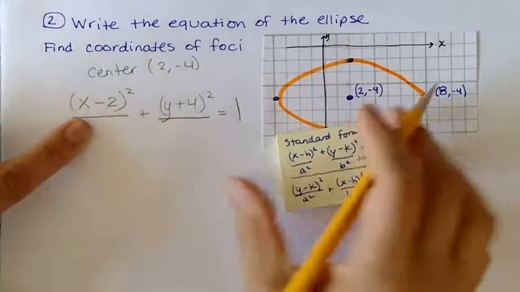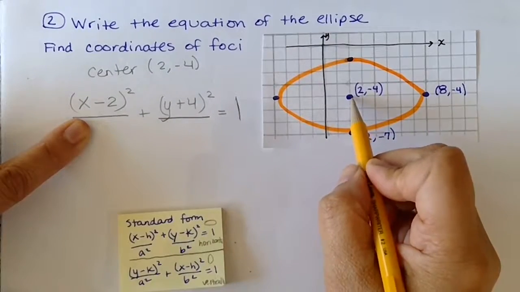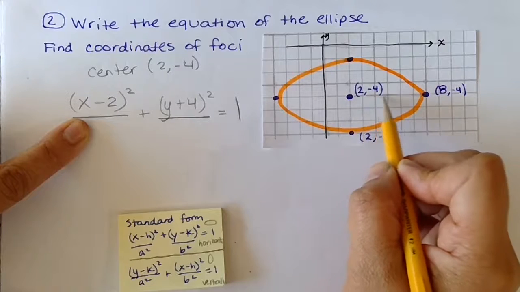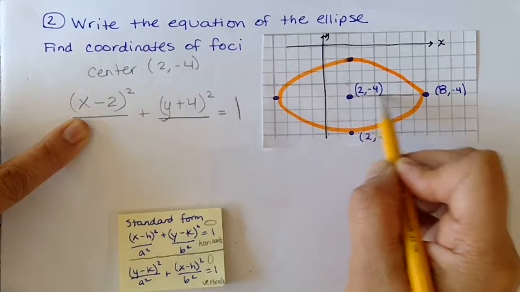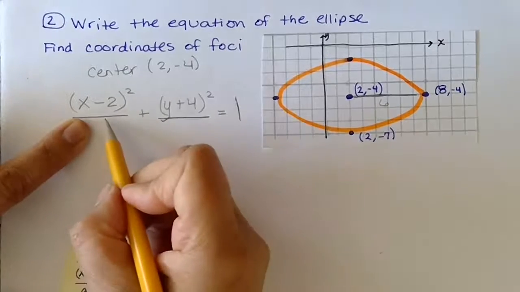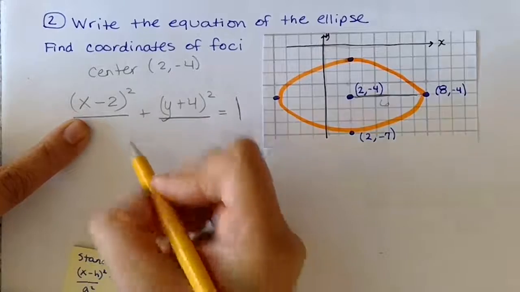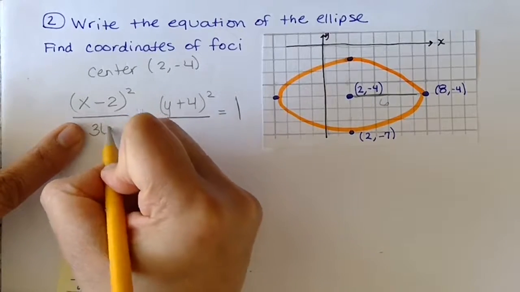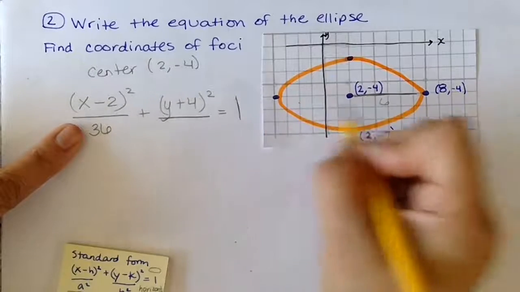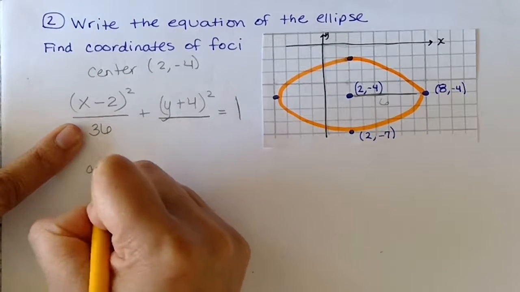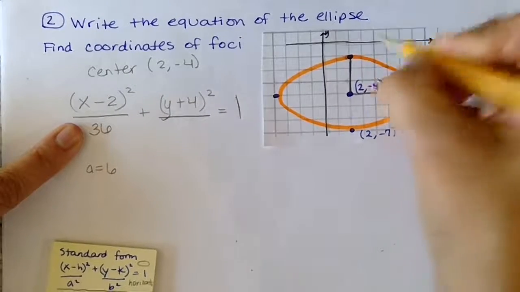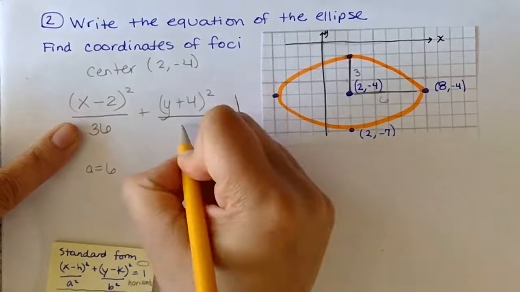Now I have to figure out this number. So I figure out this distance. So that distance is 6. Well, if this distance is 6, that's going to go under your x term, so that's going to go as 6 squared. Now, is that going to be your a, b, or c value? Because that's the bigger number, your a value is actually 6. Y value? Well, that distance is 3, so 3 squared is 9.